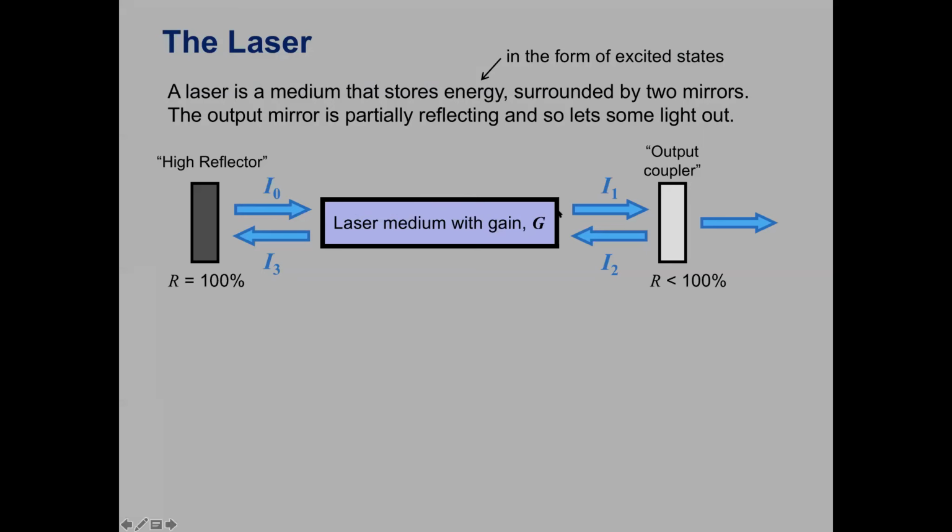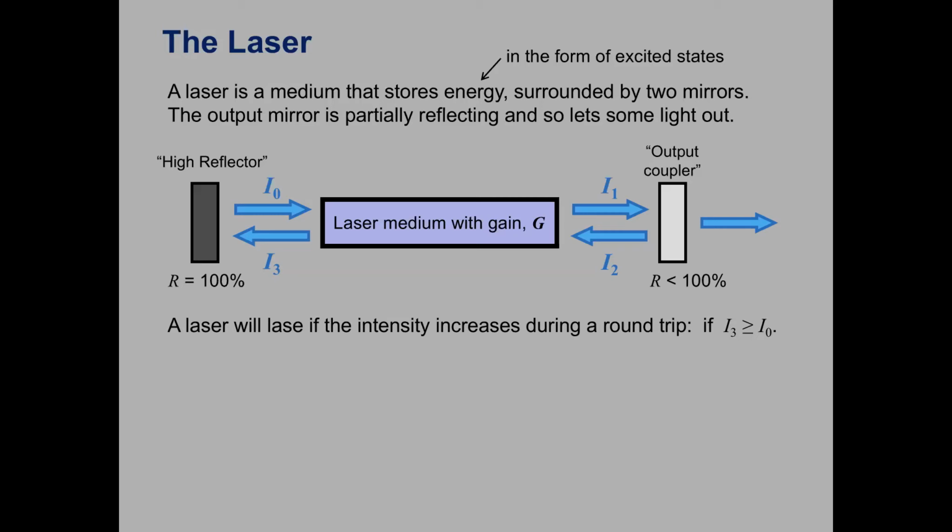So here's what we need. We're going to define a new verb here, the verb to laze, meaning to amplify a beam of light in the method shown. It's one of those words we just make up for physics. Basically what we want to say is that the laser will laze, or amplify light, as long as the intensity increases during one round trip. So we want I3 to be bigger than I1, I0.